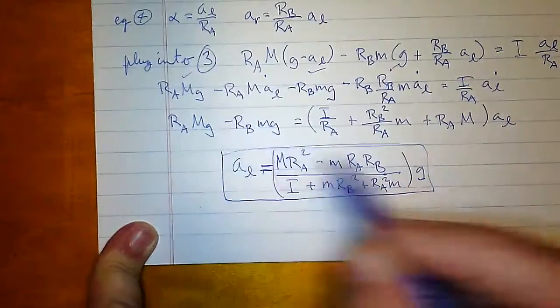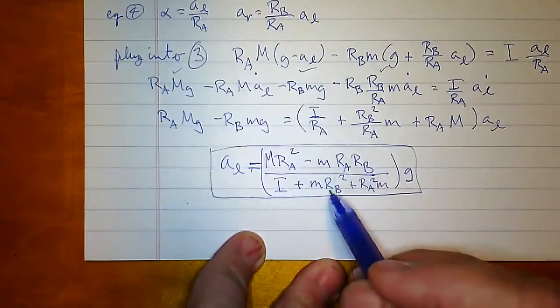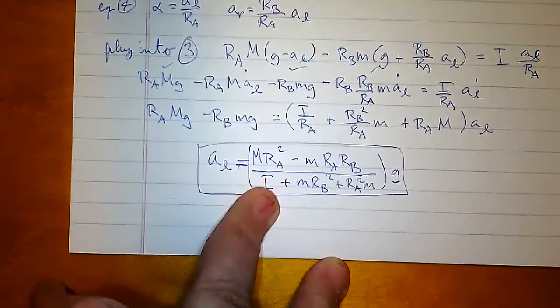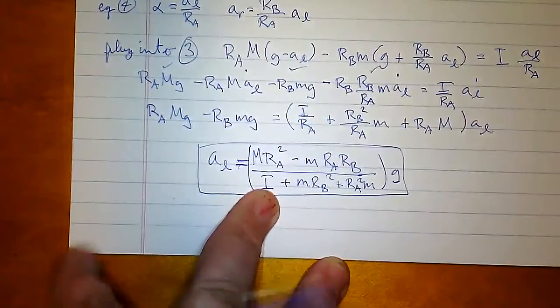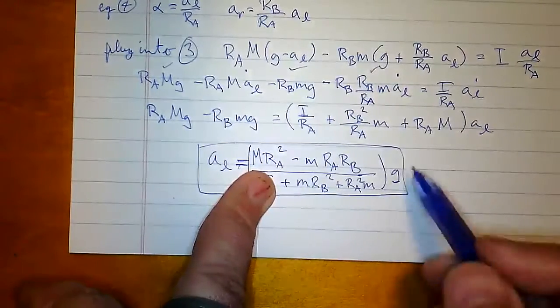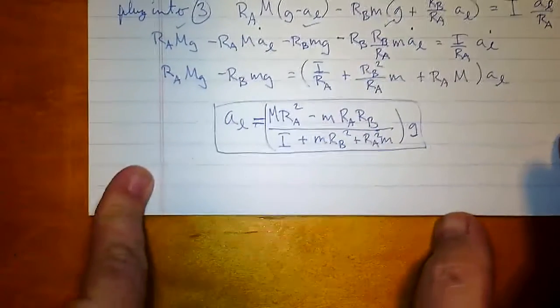But in fact, if you consider the two radiuses equal to each other, then you can see that'd be R squared and R squared and R squared and R squared. And if you consider the moment of inertia to be zero for the pulleys, and that's just going to be zero. So the R squareds will cancel out, and I'll get M minus M over M plus M times G, which is exactly the acceleration we got for the regular Atwood machine.